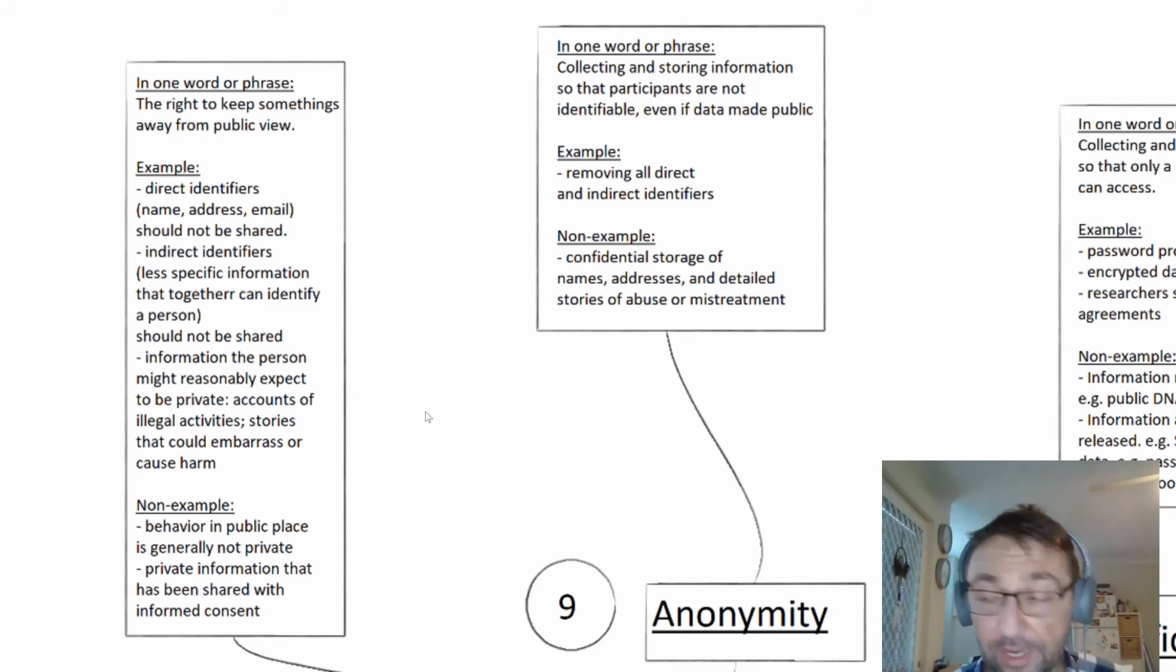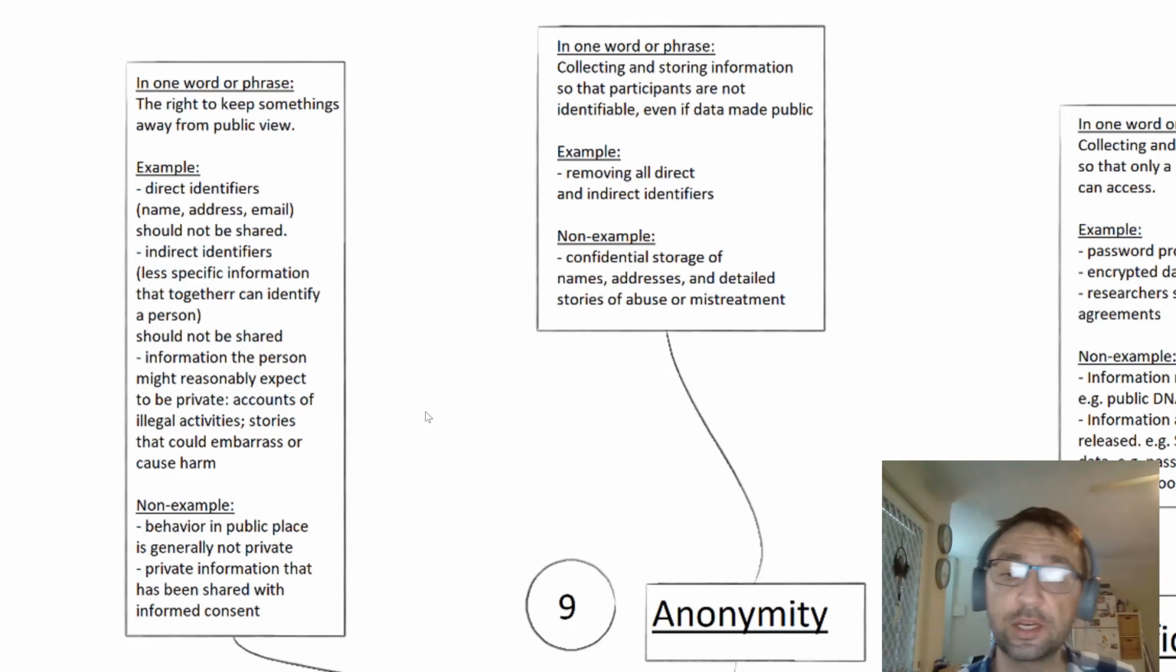So if you had interviews and you removed the names and addresses, if you made sure that none of the stories in the interview notes were very specific and contained enough information to identify people, if you had an audio recording of someone's voice and you used voice modification software to hide the pitch and style of the voice.